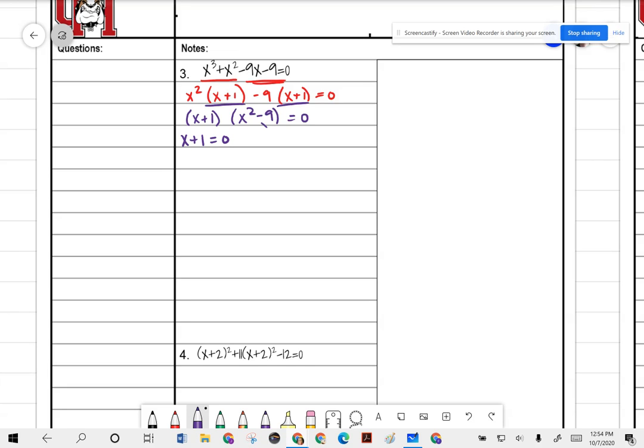But x squared minus 9 is a difference of squares, and I can factor that to be x plus 3 and x minus 3. So that when I break these apart, I can go x plus 3 equals 0 and x minus 3 equals 0. And now I'm simply ready to solve. So if I go back to this first one, I subtract 1 from both sides and I get x is equal to negative 1. Here x is equal to negative 3, and here x is equal to 3.